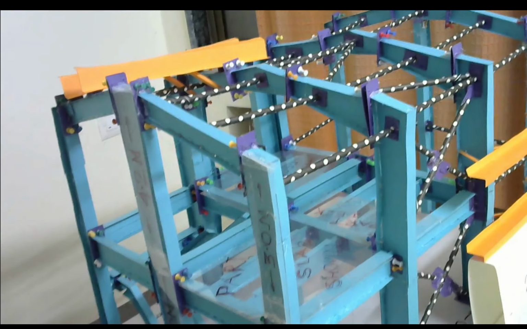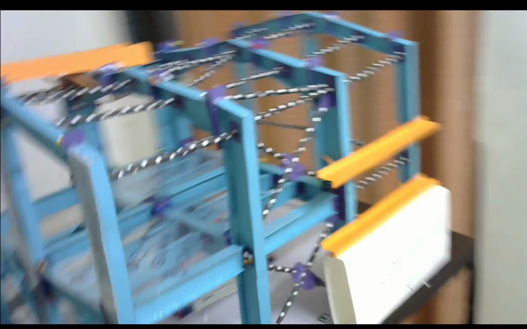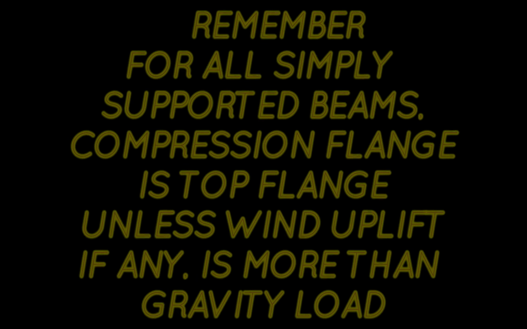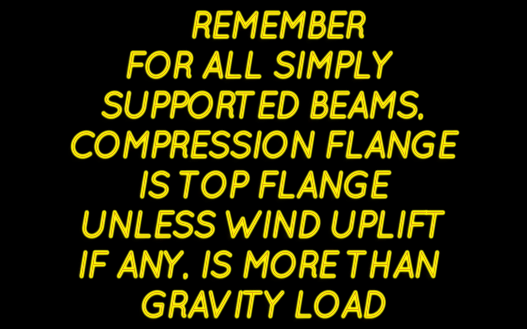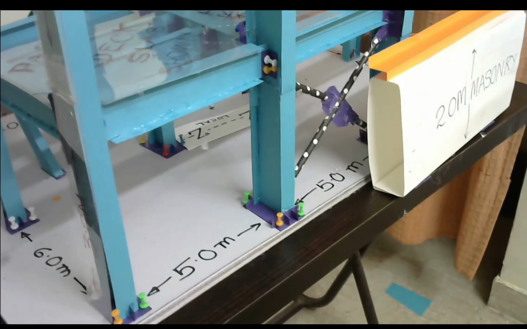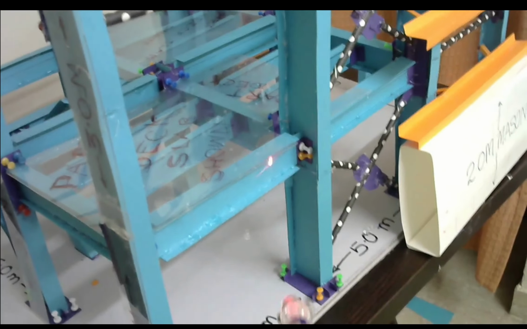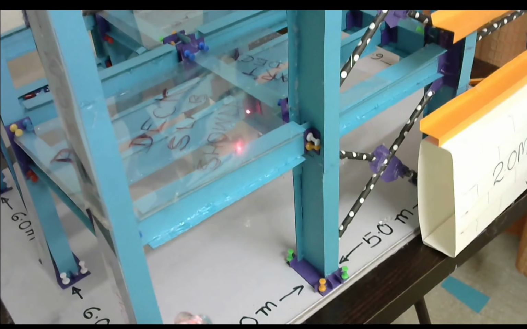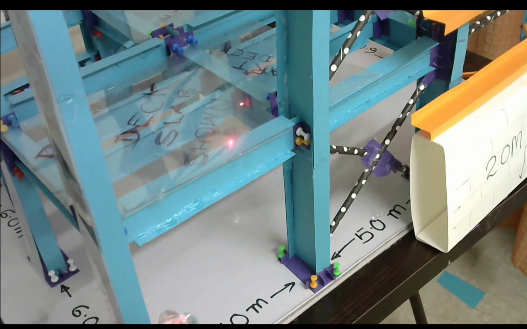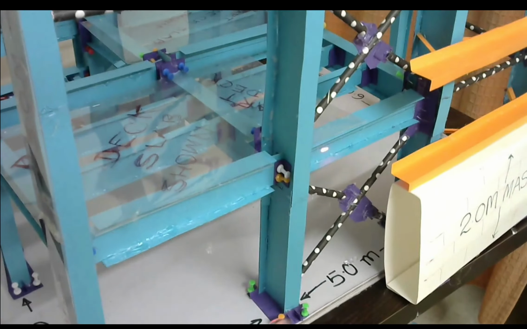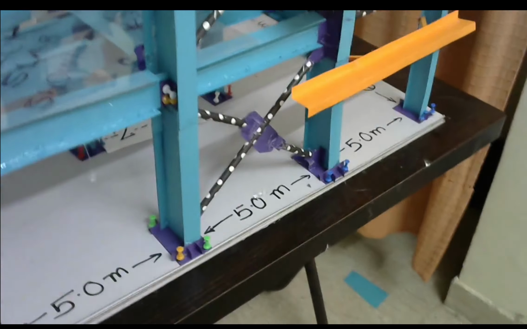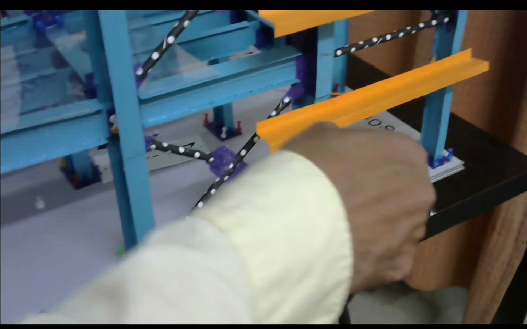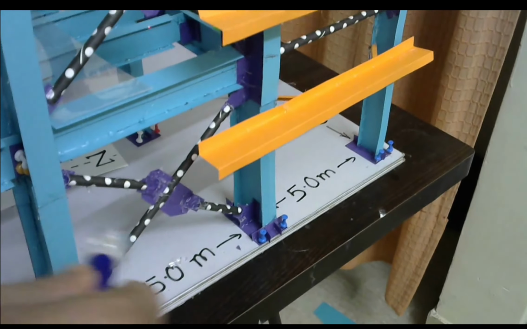Now let us come to these beams. First consider the main beam parallel along the building. So this is a simply supported beam. It has a deck slab, so the deck slab is actually holding the compression flange. This is also a simply supported beam. If you remove this brick wall, this is a simply supported beam.